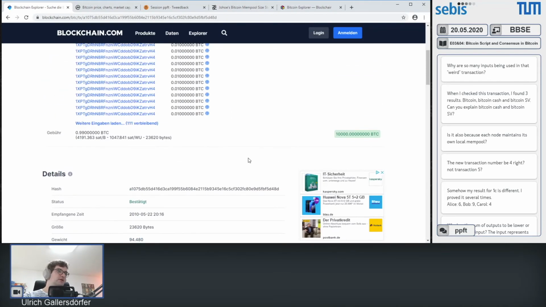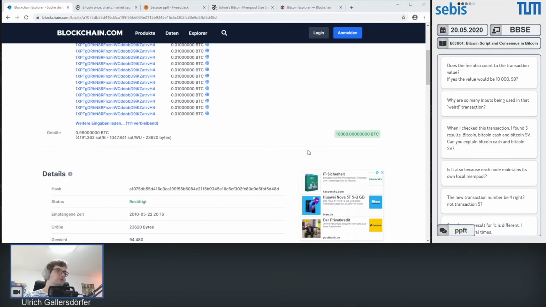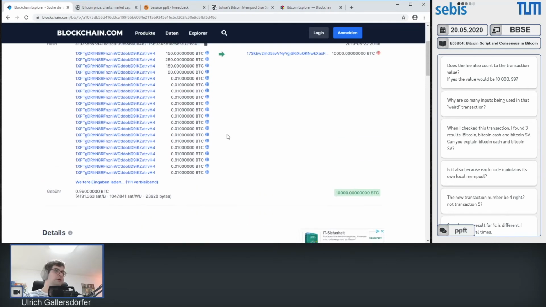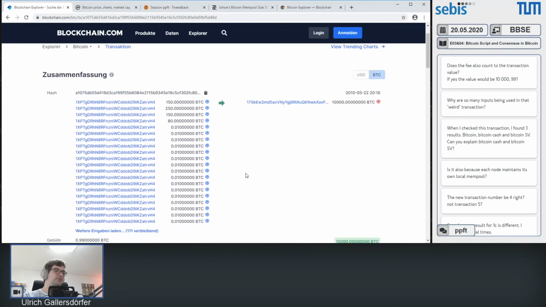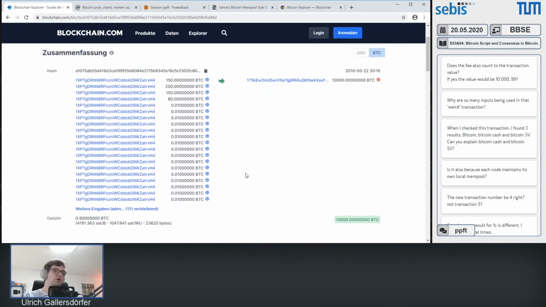There's also the question about the fees here. So the fee is here 0.99 Bitcoin. So that's definitely in there. All transaction outputs combined come to 10,000 and 0.99 Bitcoin. That's true. Okay, let's continue with the Bitcoin script.